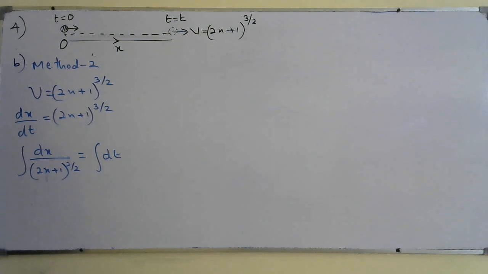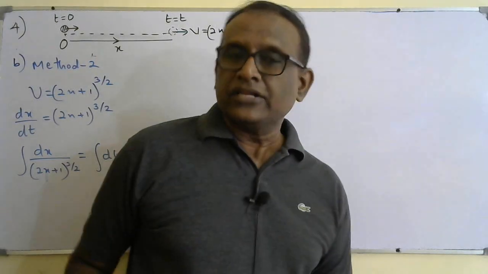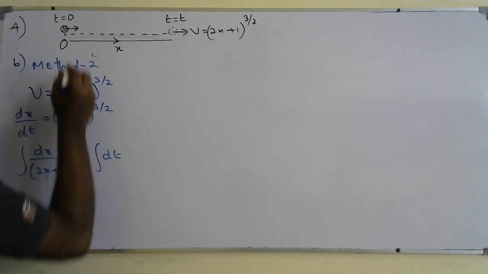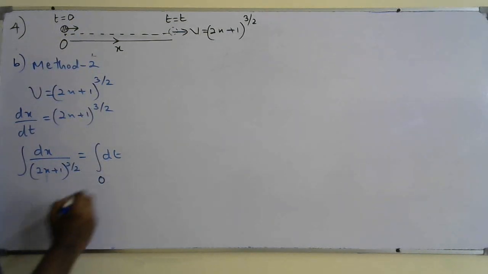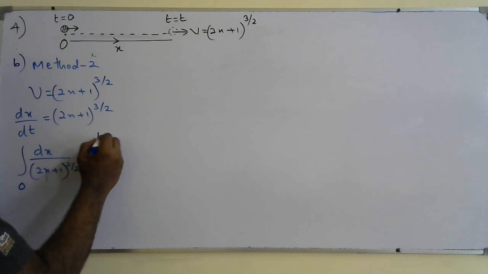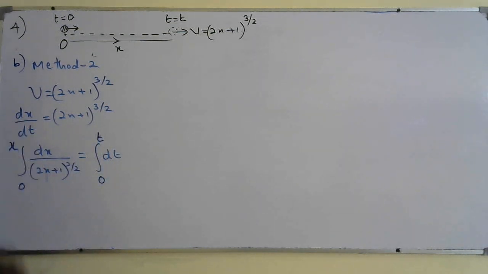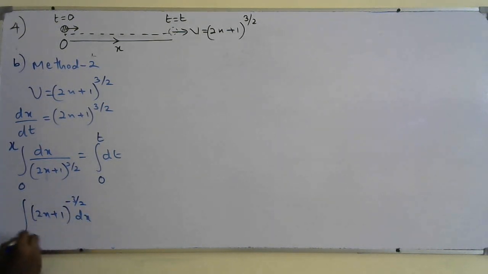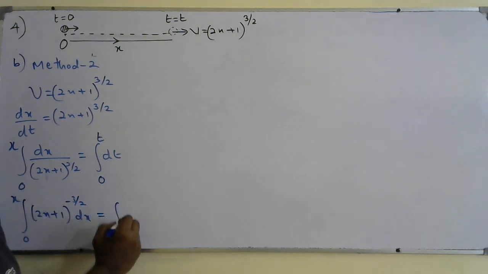What could be the limit here? So okay, the limit is when t equals 0, x equals 0. The question says that it's passing the origin when t equals 0. I put it on the diagram. t equals 0, x equals 0. When t is a variable, the distance is x. We'll get a relationship between x and t here. Okay, so first you need to integrate this one. So it comes integral of 2x plus 1 to the power minus 3 by 2 dx, x from 0 to t, dt.